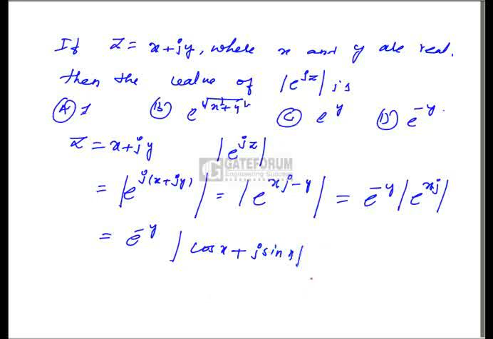Now we know the formula e power i theta is nothing but cos theta plus i sin theta. Similarly, e power xj will be cos x plus j sin x. Now the modulus is the root of the square of the real part plus the square of the coefficient of the imaginary part, which is cos square x plus sin square x. That is nothing but e power minus y, which is option D.